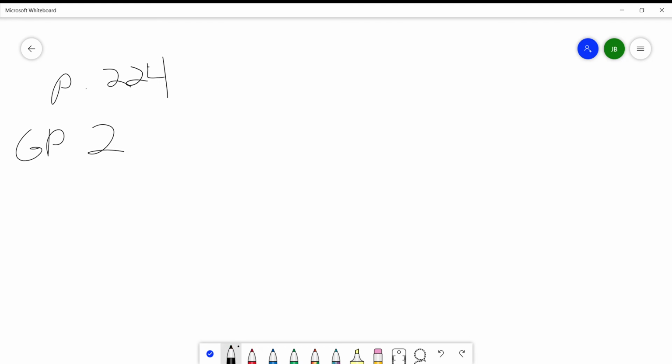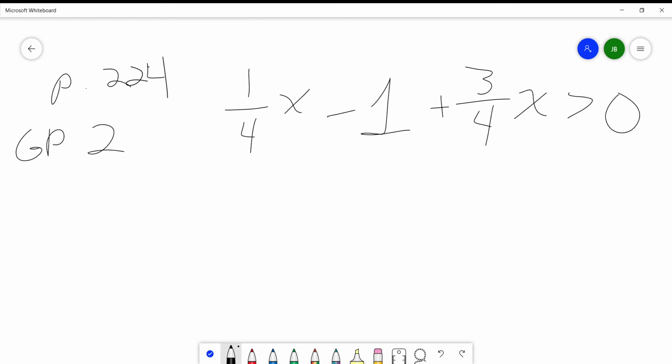Here's the solution: 1/4 x minus 1 plus 3/4 x is something greater than 0. Sweet. All right, once again, simple. We should be able to see that a positive 1/4 x and a positive 3/4 x, that much of an x, means I have exactly 1 x. So if I have x and I take away 1, my answer is going to be something greater than 0.